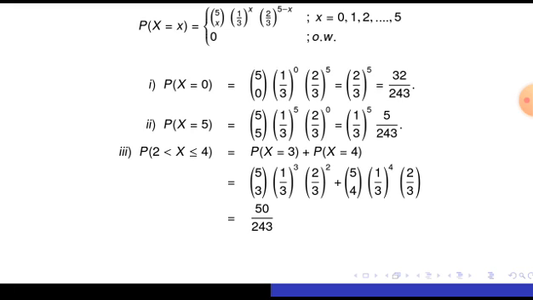Now again 5C5, nCn, it is always equal to 1. And 2 divided by 3 raised to 0, it is also 1. So the term left out is 1 divided by 3 raised to 5.